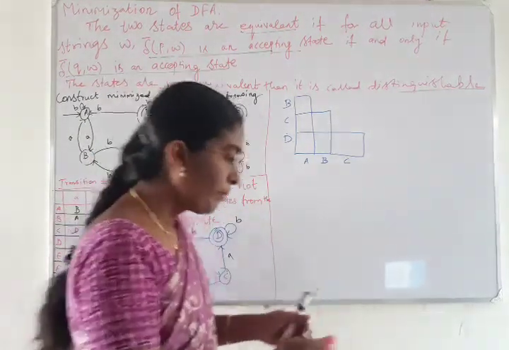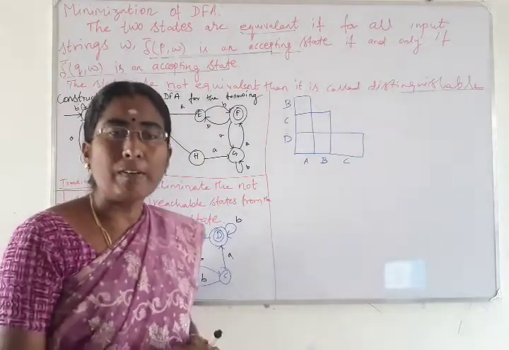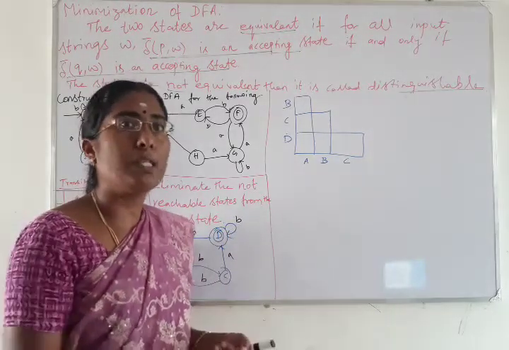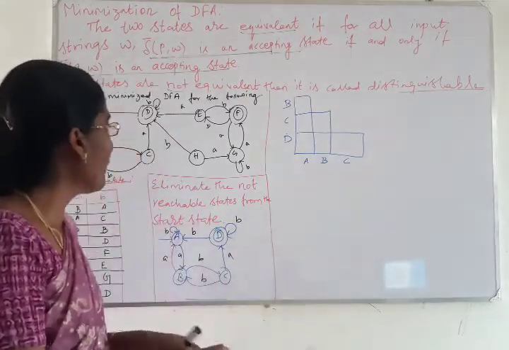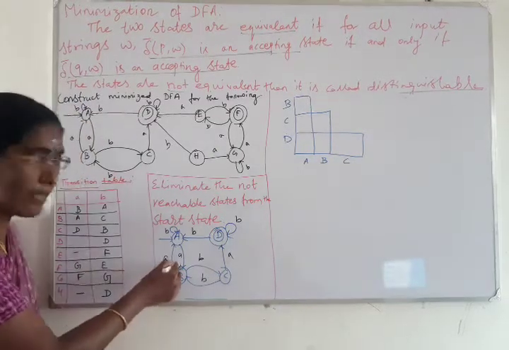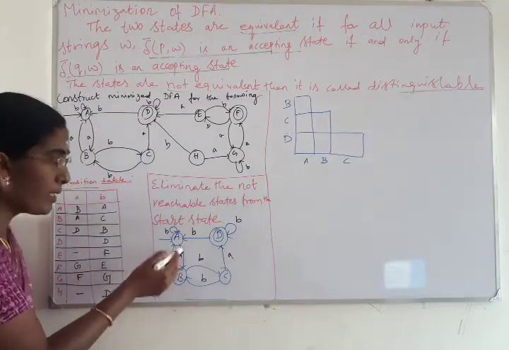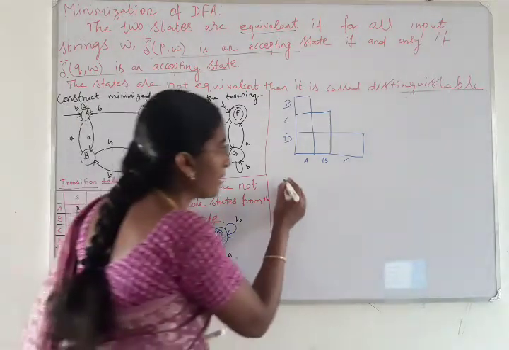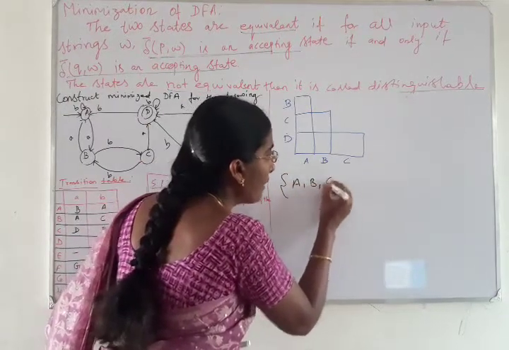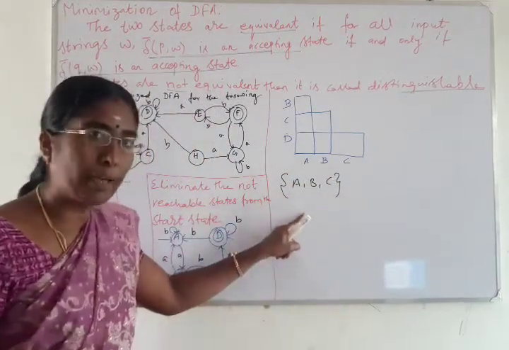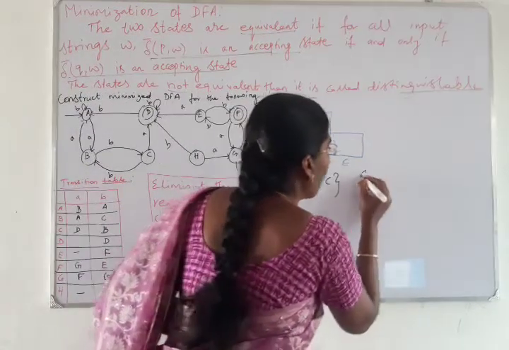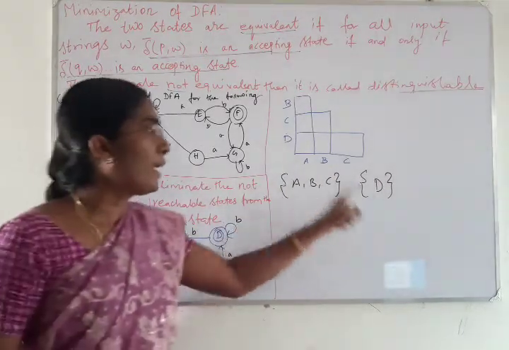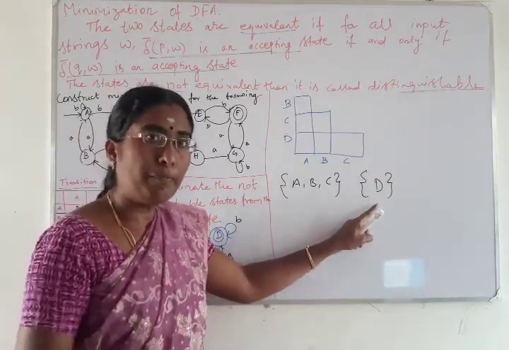Next thing is, initially we will group the states into 2. That is, one is the set of non-final states and another one is the set of final states. From this DFA, we have to form the 2 sets. What are the non-final states? A, B and C. These are the set of non-final states. And the next one is the set of final states. Here we have only one final state, that is D. So D comes under the second category, that is, the final state.